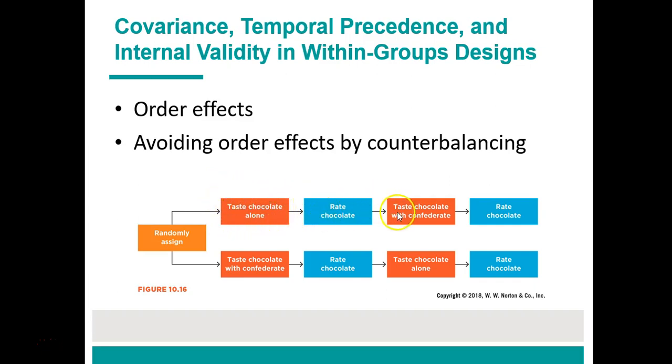And so to kind of counterbalance these order effects, we have some groups, some people taste chocolate alone, rate the chocolate, then taste it with someone else in the room and rate it. And then we also have people who first taste the chocolate with someone in the room, rate it, and then alone, and then rate it. And by doing this, we call counterbalancing. You equal out any of these order effects because they will kind of cancel each other out.